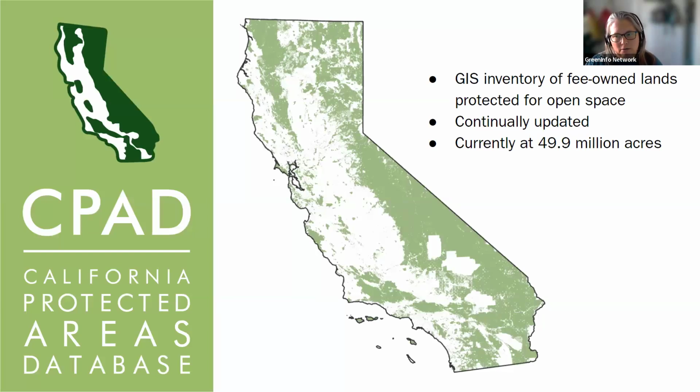When possible, we go down to the assessor parcel geometry, so we try to be very refined in identifying the properties. And as of right now, we're at 49.9 million acres. We wished we could push over to 50 in the last release. Didn't quite get there. Maybe at the end of the year.